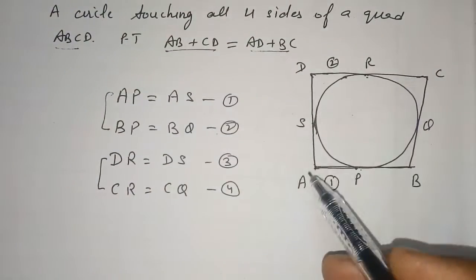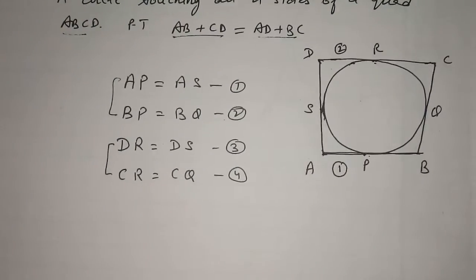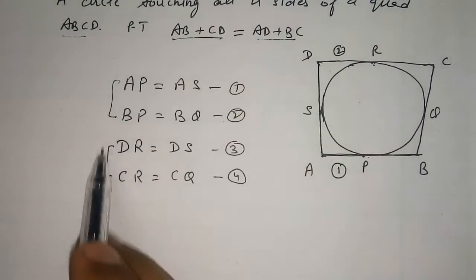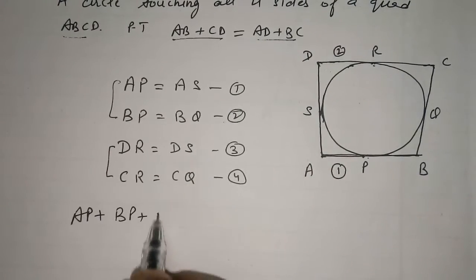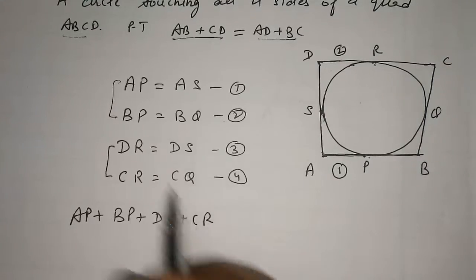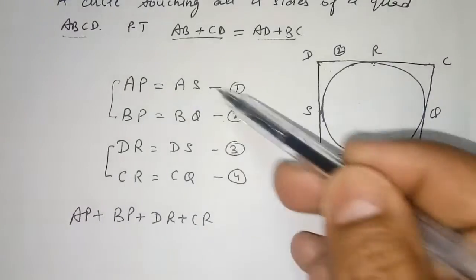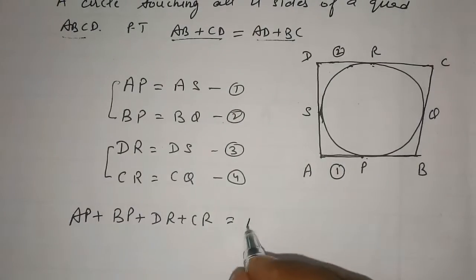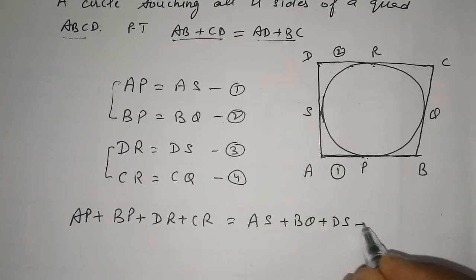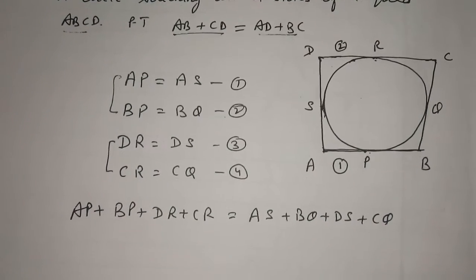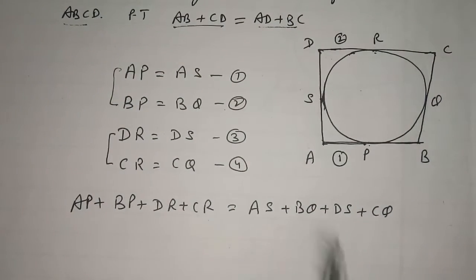So now what we will do here is add all these four equations. We are adding the left side first. So here AP plus BP plus DR plus CR, because this is the equality, the sum of the left hand side should be equal to the sum of the right hand side. So here it is AS plus BQ plus DS plus CQ. Because these four equations are equal, the sums will be equal.